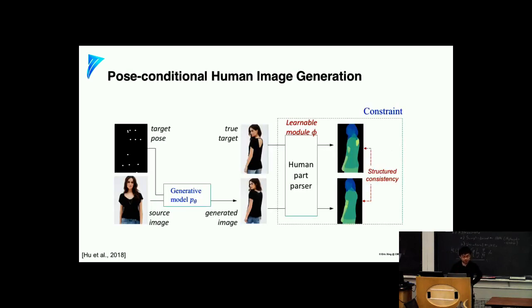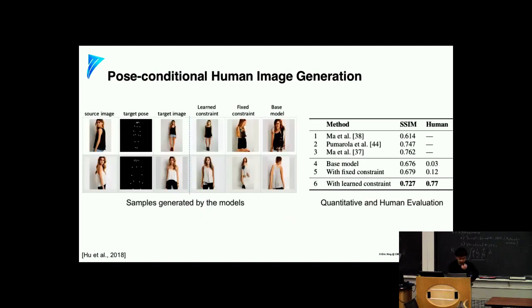With this framework, with this methodology, let's see some applications. We have seen this application where, given an image of a person and a target pose, we want to generate a new image of the new pose. We add a constraint to make sure the human body structure matches. And here are some results of this framework.